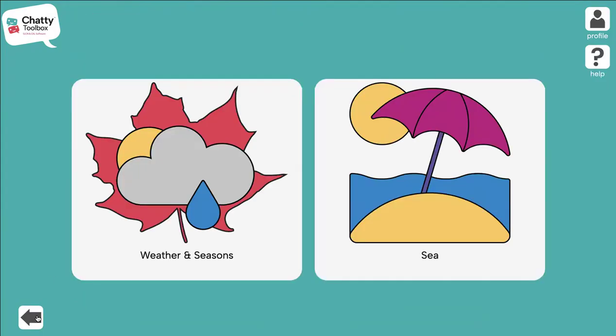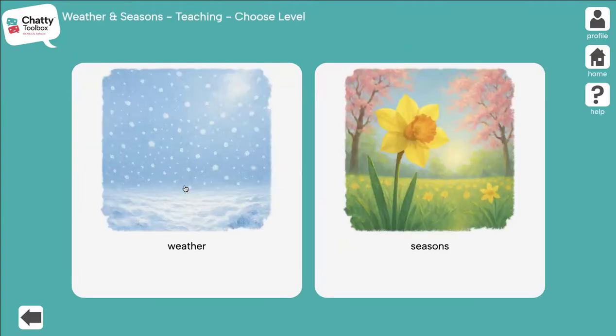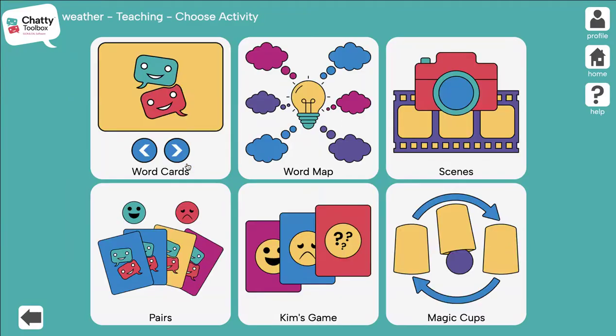seaside. Okay, so we'll start with weather and seasons, and then I'll explain this in depth in case you haven't looked at any of the other help videos for EYFS yet, but then all the others will be slightly higher level because they all work in the same way. So let's click on weather.